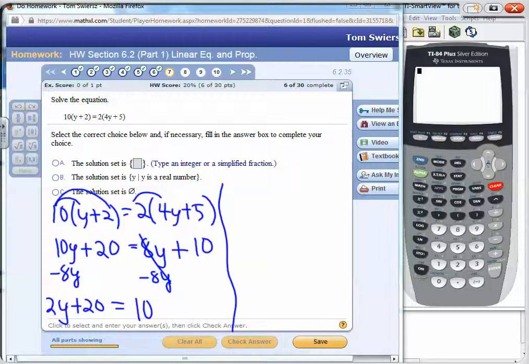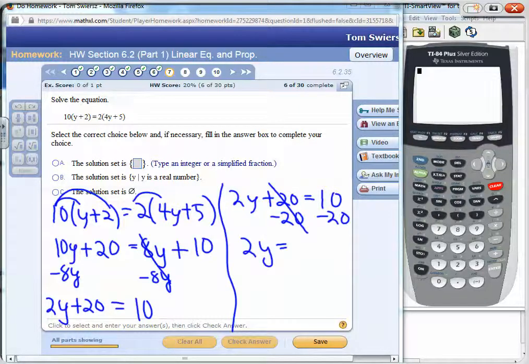So now we have 2y plus 20 equals 10. We're going to go ahead and subtract 20 because that's added with the 2y, same side. 20 minus 20 is 0, so we have 2y remaining on the left side. 10 minus 20 is a negative 10. We subtract the numbers and take the sign of the larger absolute value, which is a negative number.